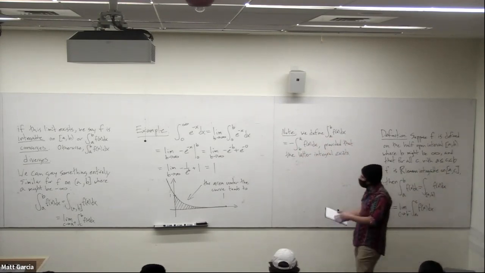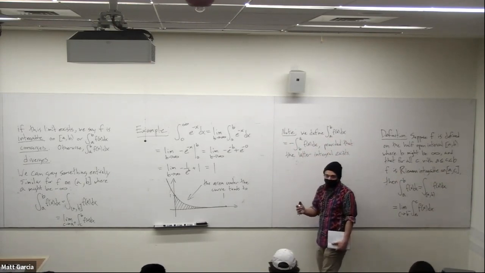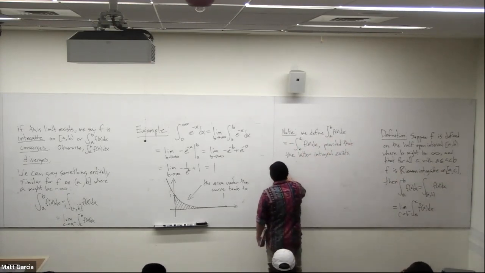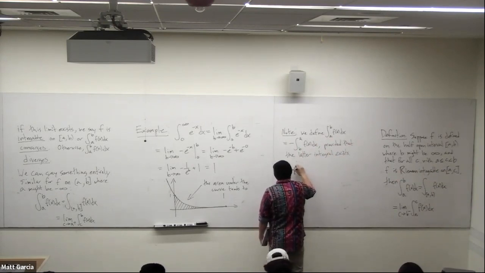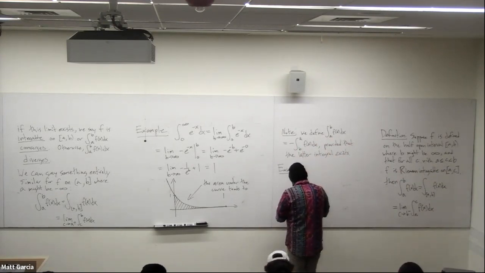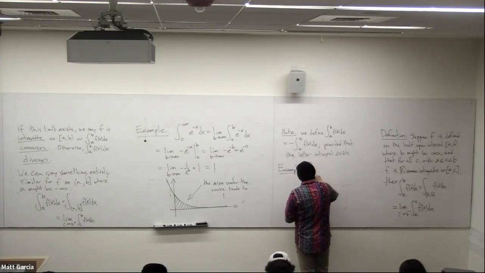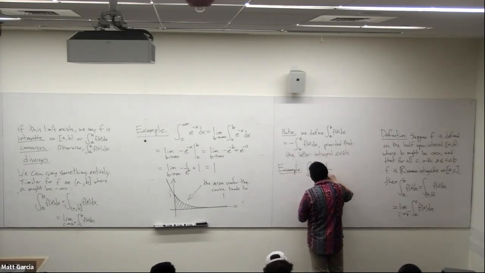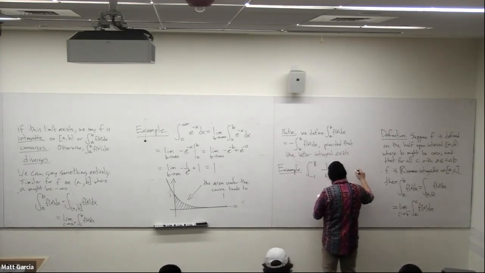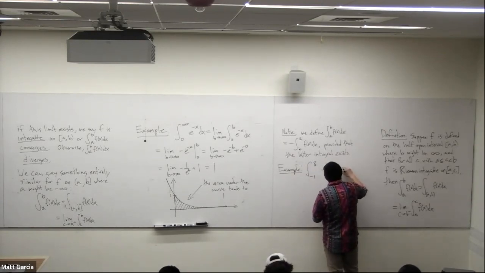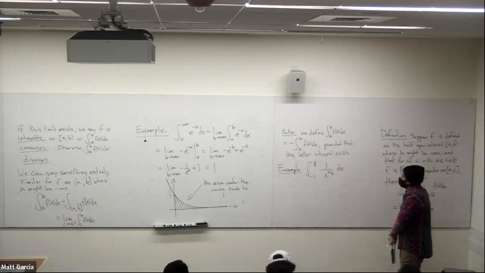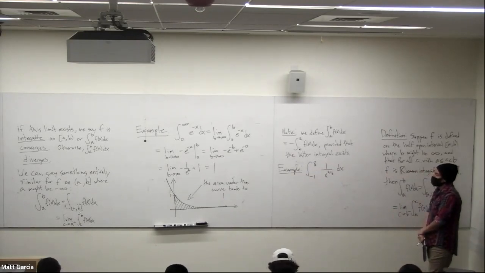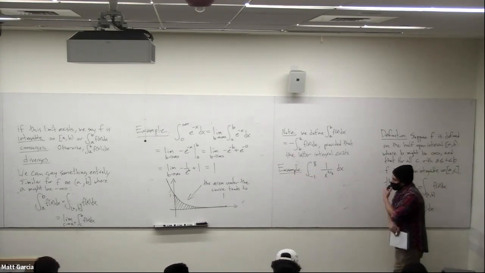I think we have time for one more example, and then we'll take the quiz. All right. So what if I ask you to compute the integral from -1 to 8 of 1 over x to the 2/3 dx? Okay, so how do I proceed?